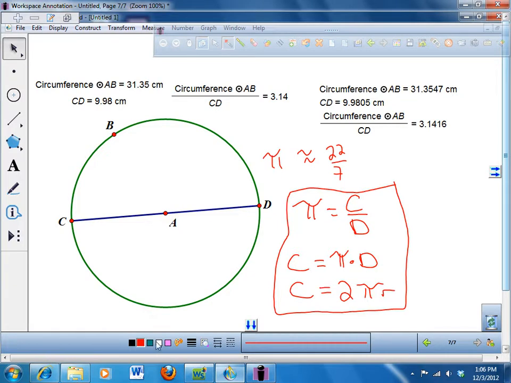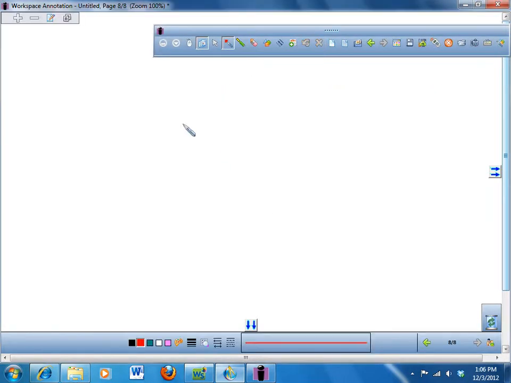What's pi r squared? What does that equal? Area of the circle. We haven't done that yet. Oh, well, you learned that. Okay. Yeah, you'll learn it again. Okay.